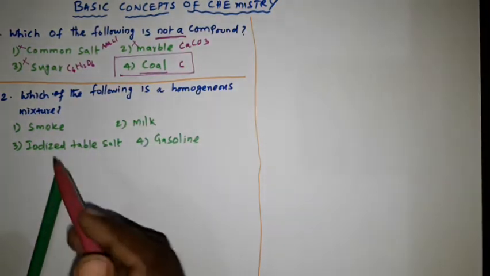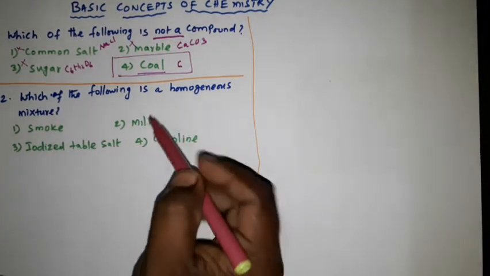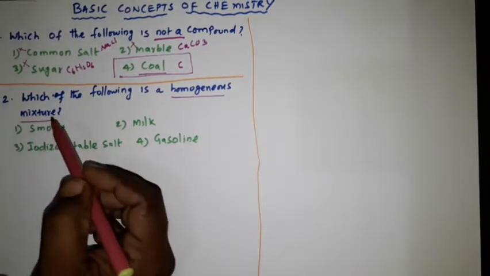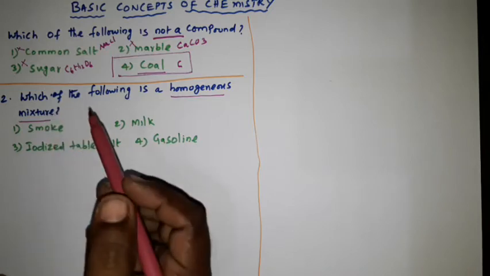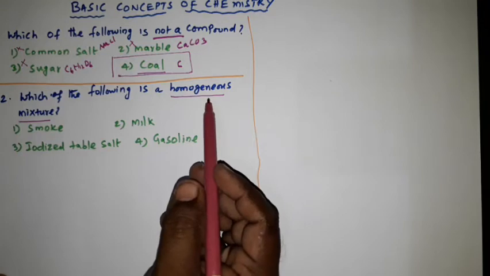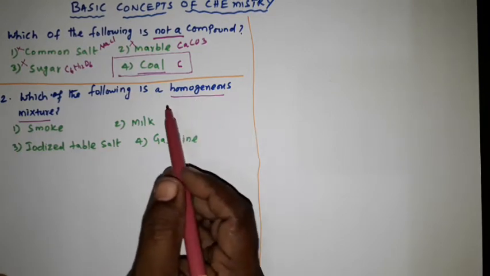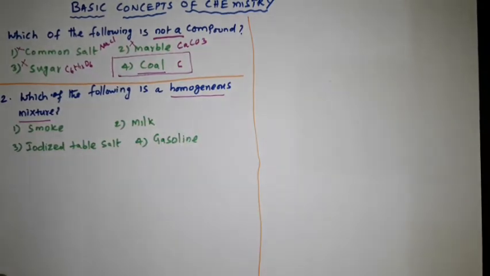Now question number 2: which of the following is a homogeneous mixture? We studied about mixtures. Mixtures are of 2 types: one is homogeneous mixture, another is heterogeneous mixture. What is the difference? Homogeneous means it appears single, only one phase. You cannot find any difference in the solution.